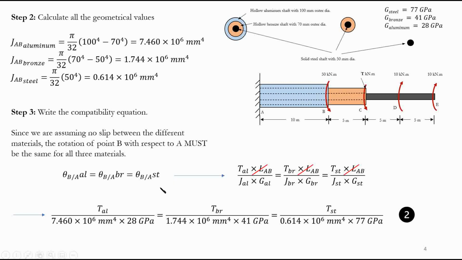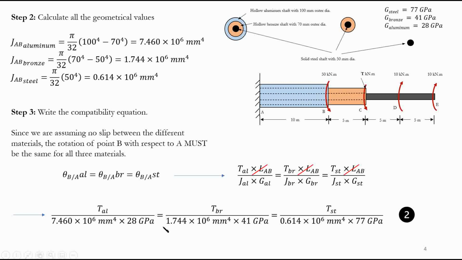And then from here, I'm going to write TAL, TBR, TST. I'm going to write my J, right? This is again J aluminum, J bronze, J steel, for each of these materials that I have. For example, this portion aluminum, this portion bronze, this portion steel. Multiplied by G, the modulus of rigidity for each one. And as you can see, I'm not converting anything.